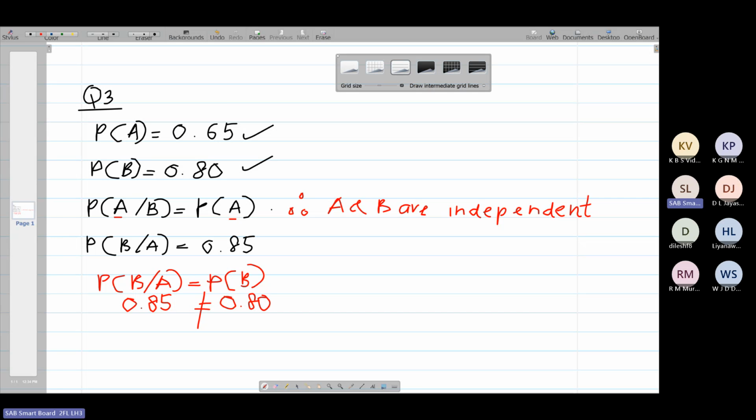Okay, understood? Then we move into the next part. Shall I move it?